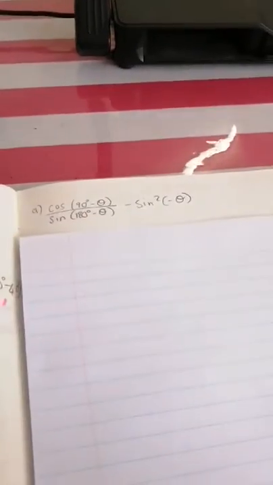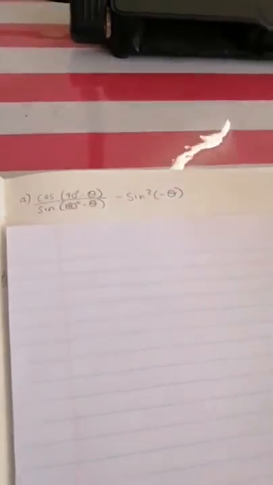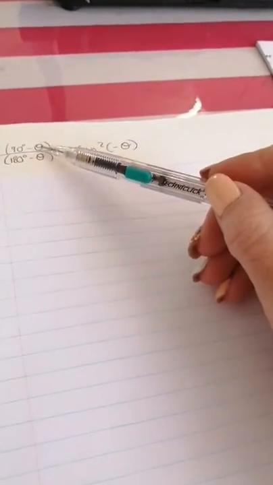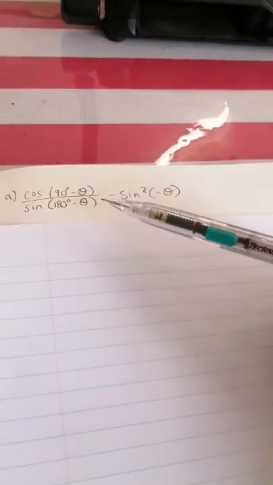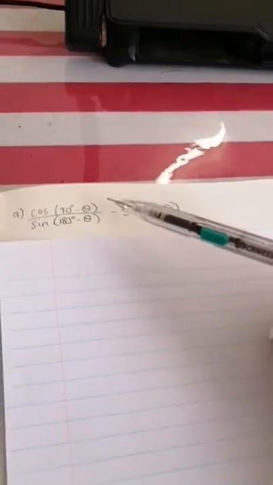Okay, so with this first one, they gave us cos(90 degrees minus theta), sin(180 minus theta), and then sin squared(minus theta). Okay, so first we need to get to our reference angles. We can't use them when they're still in brackets. Remember, Botma says we must always get rid of the brackets first.